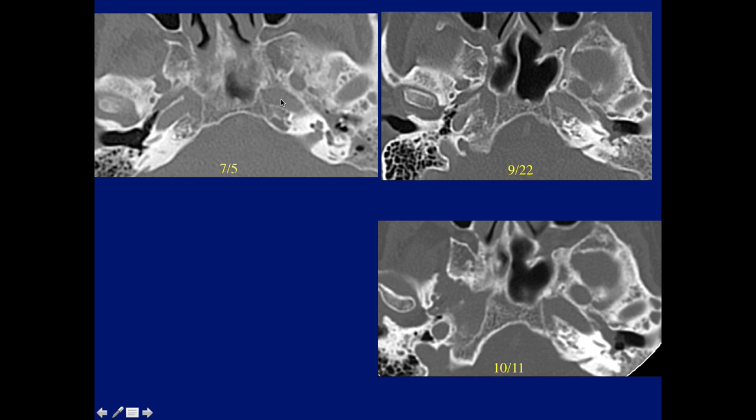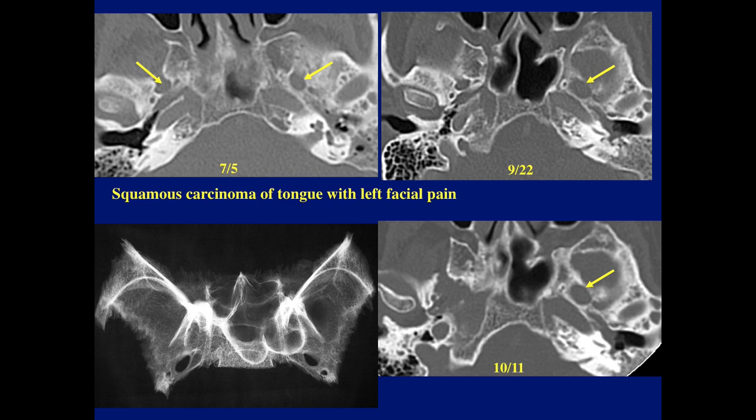Here we see the patient was being followed in July. It looks pretty good. However, in September, which was not noticed, the foramen ovale was getting a little larger, and it was finally noted on their study of October a few months later. And this patient all along had symptoms, had left facial pain. The patient has carcinoma of the tongue. And again, the progressive enlargement of the foramen ovale and erosion of the margin.